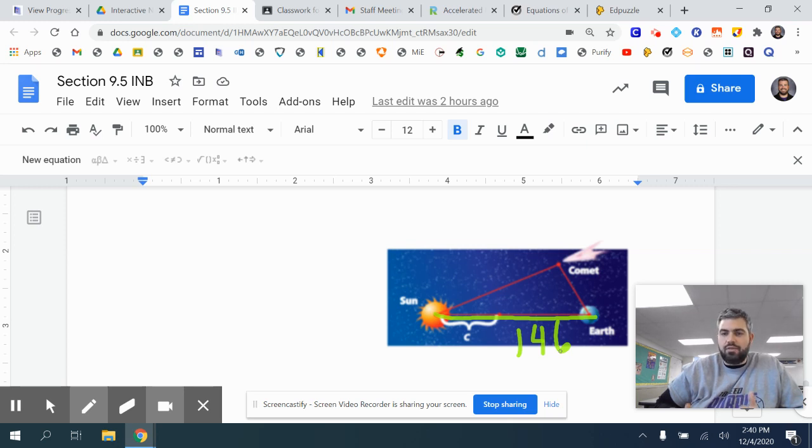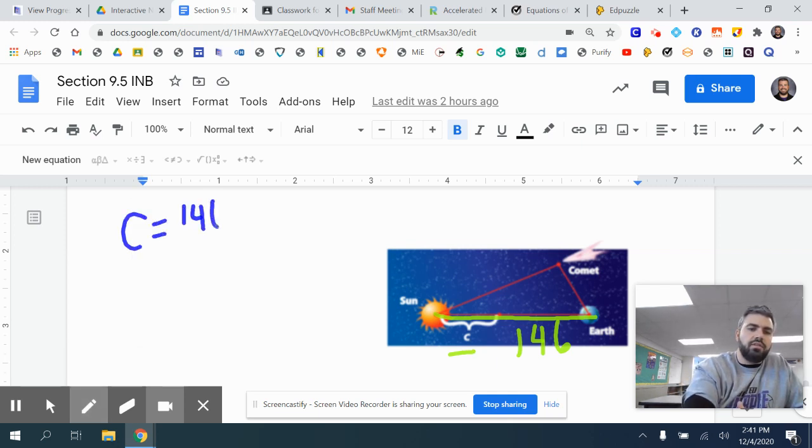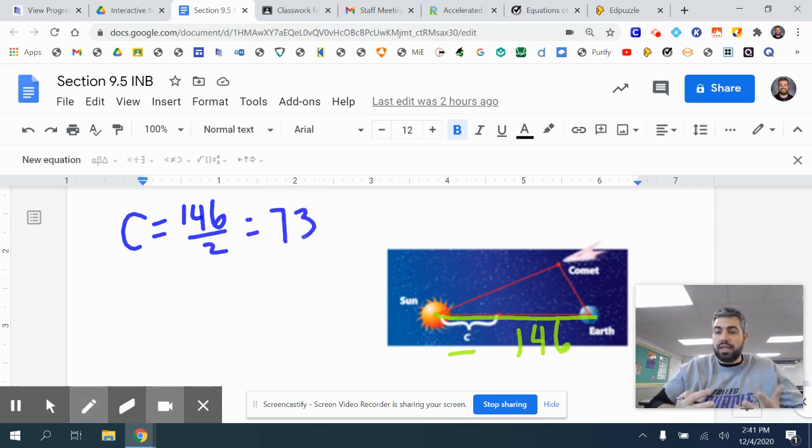Basically, what it's saying is that from the center to the Sun, the c value is going to be half of that whole thing, right? Because the center is right in the middle, okay? So we can say that c is going to be 146 divided by 2, or 73 million miles, okay? So that's where c is located, the foci.